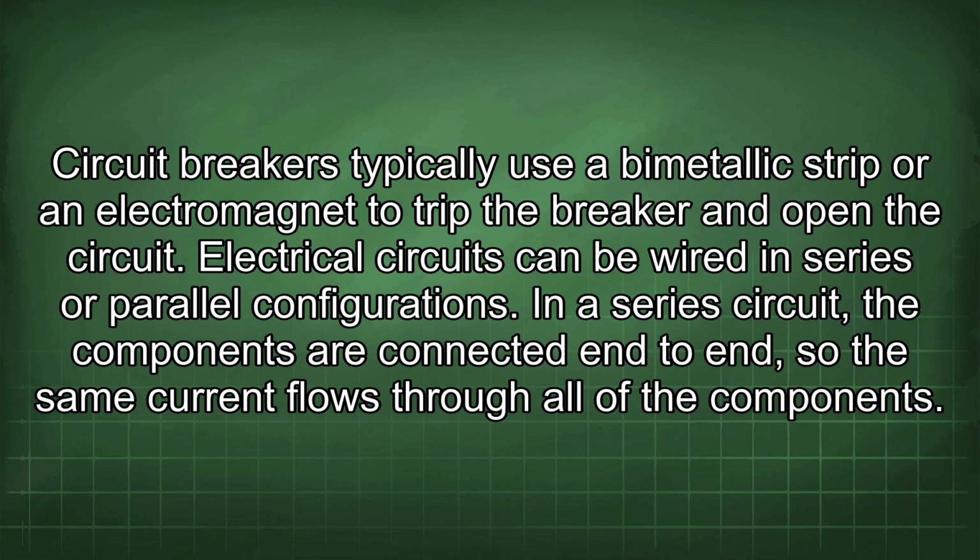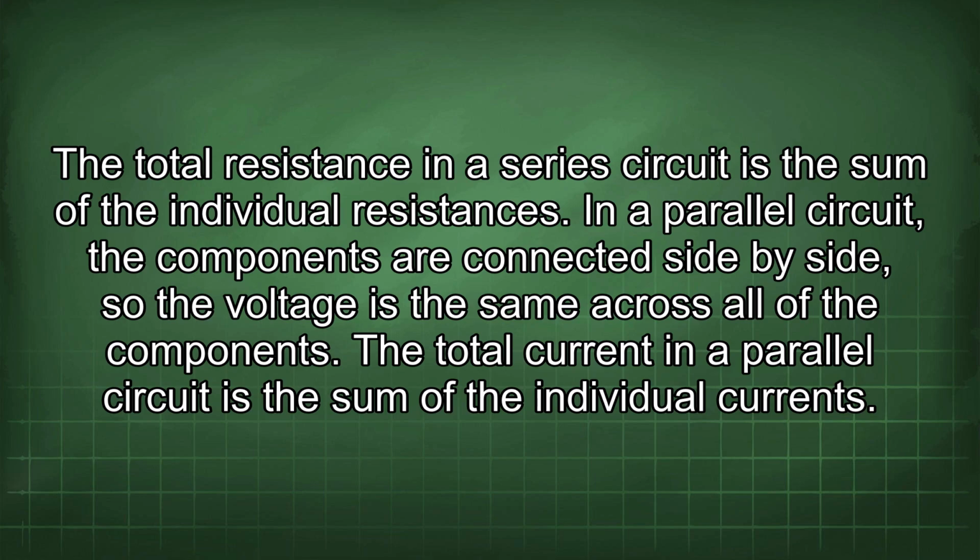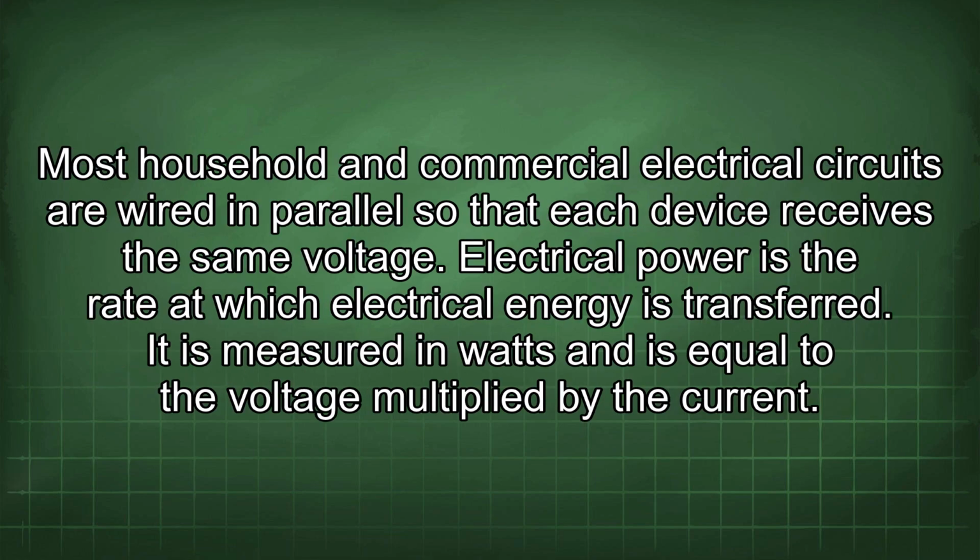Electrical circuits can be wired in series or parallel configurations. In a series circuit, the components are connected end to end, so the same current flows through all of the components. The total resistance in a series circuit is the sum of the individual resistances. In a parallel circuit, the components are connected side by side, so the voltage is the same across all of the components. The total current in a parallel circuit is the sum of the individual currents. Most household and commercial electrical circuits are wired in parallel so that each device receives the same voltage.